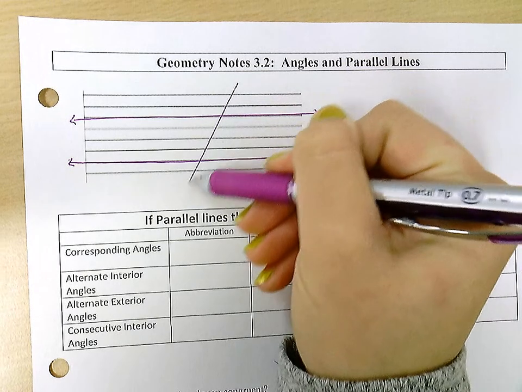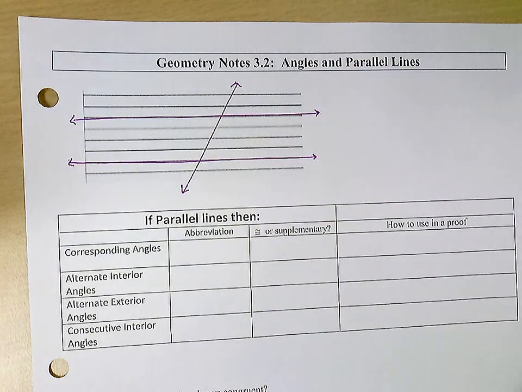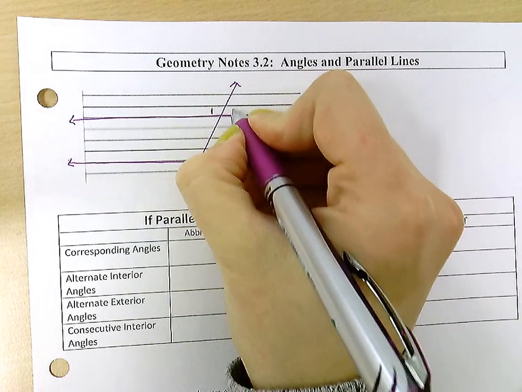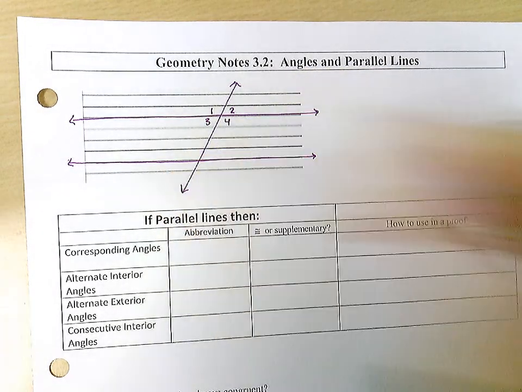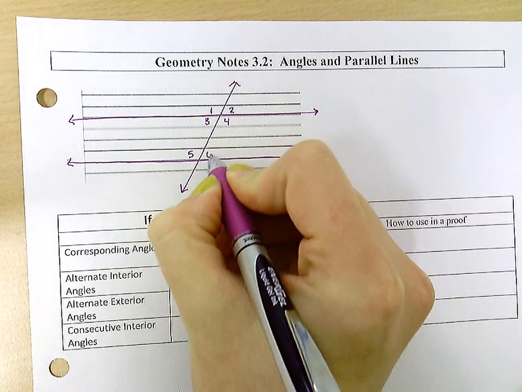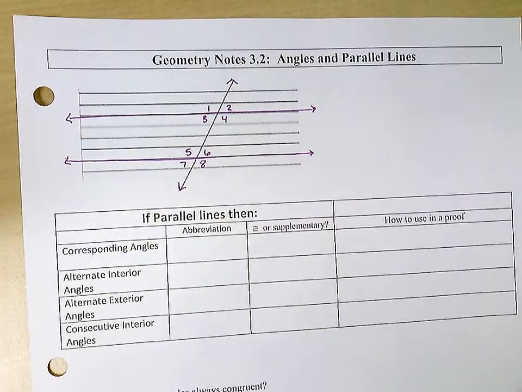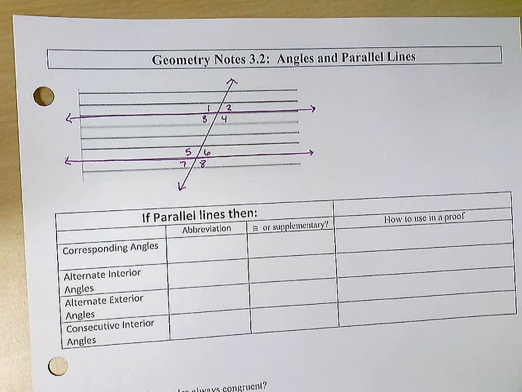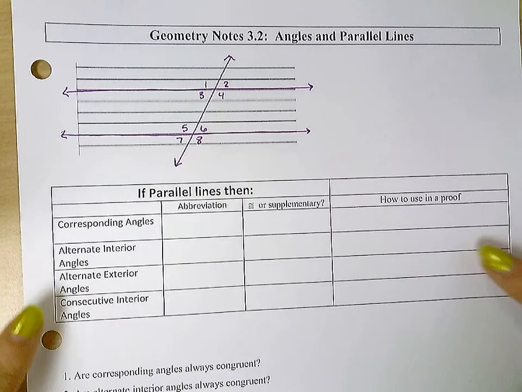And we have a transversal that cuts through those two lines. Okay, like we said yesterday, that means there are 8 angles that are created. Okay, so I have angle 1, 2, 3, 4, 5, 6, 7, and 8. Now, since these lines are parallel, we can talk about their congruency or if they are supplementary. Okay, so that's what we're going to do down here.